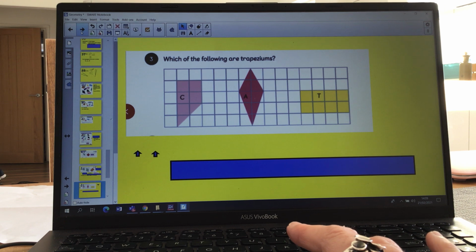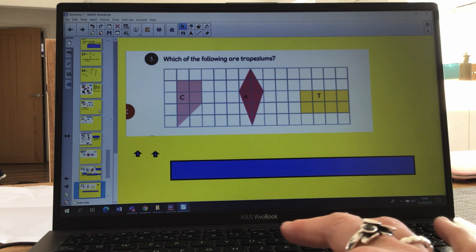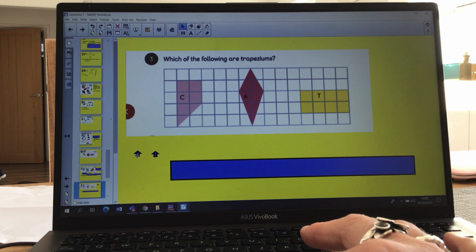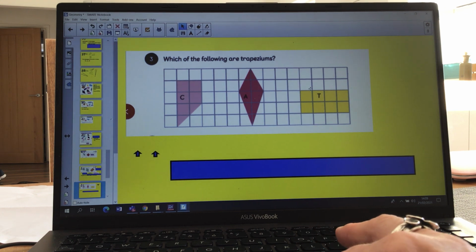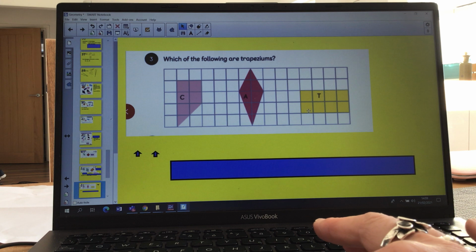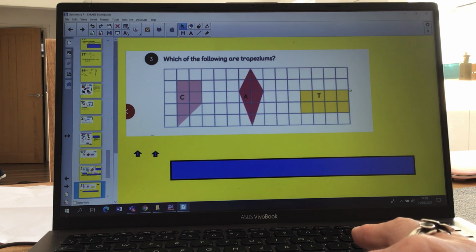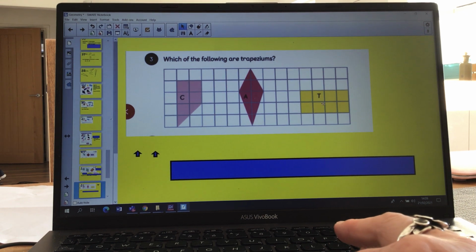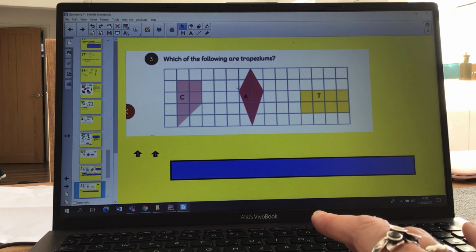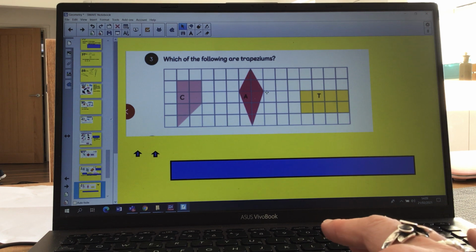Which of the following are trapeziums? Now, do you remember? Trapezium had one pair of parallel sides. So I've got my arrows here to show the parallel sides. Have a little look at these shapes. Can you find one that has one pair of parallel sides? Well, T has two pairs, doesn't it? Because this side is parallel to this side and this side is parallel to this side, and we know that that's a rectangle. Yeah.